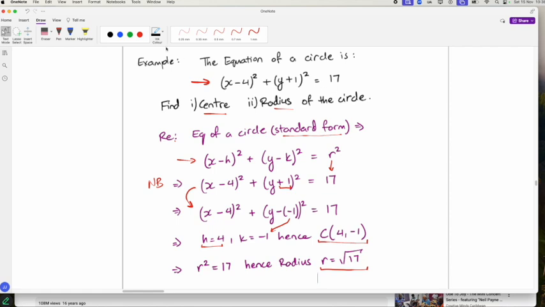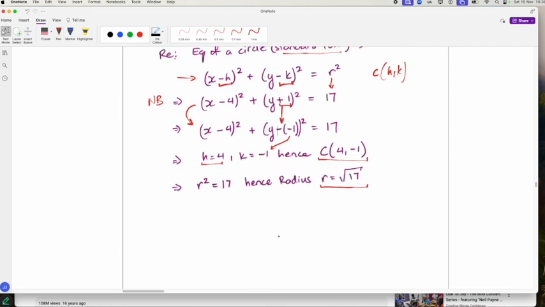So be careful when you're finding the center, right? When you're comparing it to the standard form, it is minus h, minus k, and this is because the center is hk. So you want to find the h and the k. So you just have to put it in that standard form where you have minus h, minus k, for you to get h and k. So just be careful.